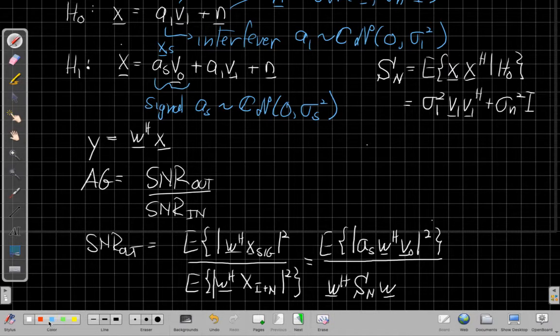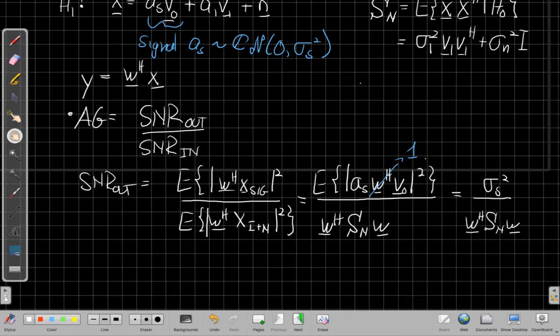And now I look at this numerator and say, W Hermitian V naught, well, that's going to be equal to 1 because of the unity gain constraint. So I've got the expected value of A of S magnitude squared. Well, that's my sigma S squared up here. So I end up with sigma S squared over W Hermitian S_N W. And we'll leave that be for now and think about the input.